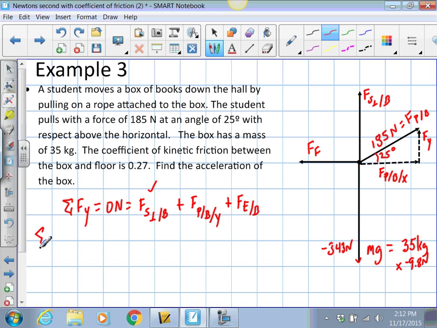So the sum of forces in the y is equal to 0 again. And that equals F surface perpendicular to book plus, what would we write for this? It would be sine of 25 degrees times 185. Plus, this would be the same as mg, but we've already found that as negative 343.